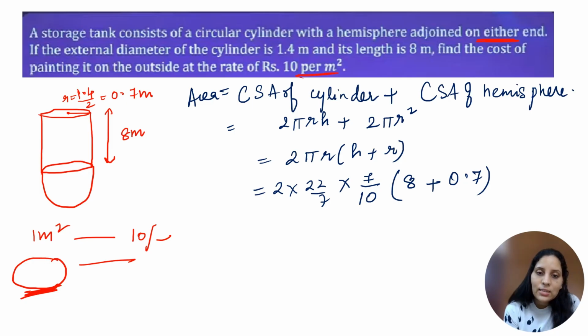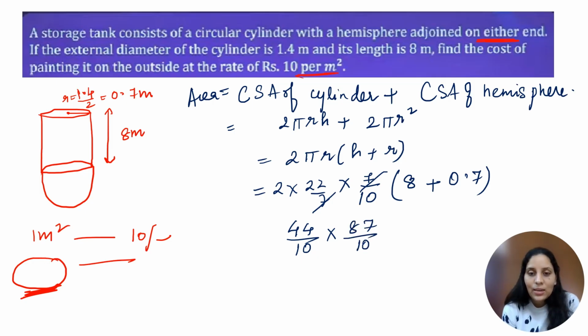So we can cancel this 7 and 7, and so I get 44 by 10 into 8 plus 0.7, which is 8.7. I can write it as 87 by 10. So this is the answer. This is the area. Now I am not going to further simplify it. I'll tell you why. Because my answer is not completed yet.